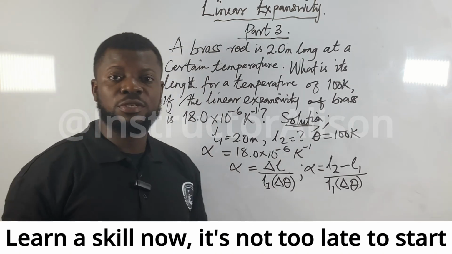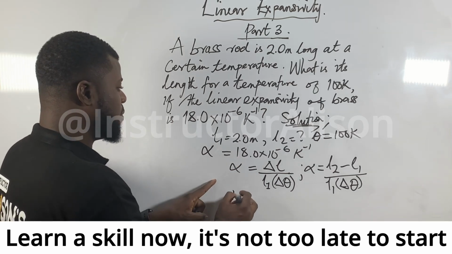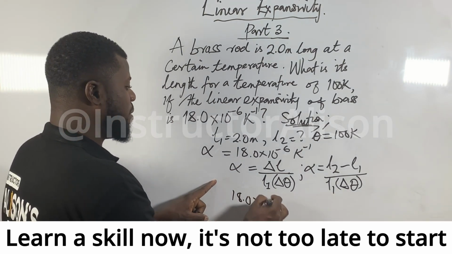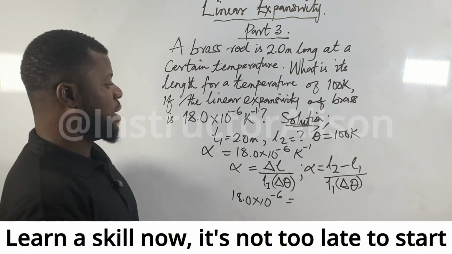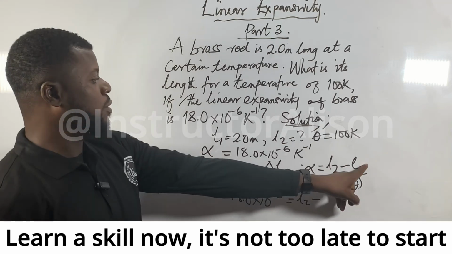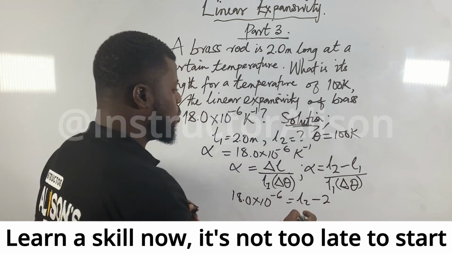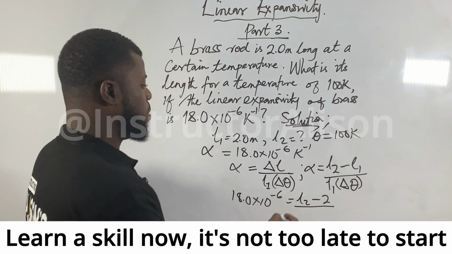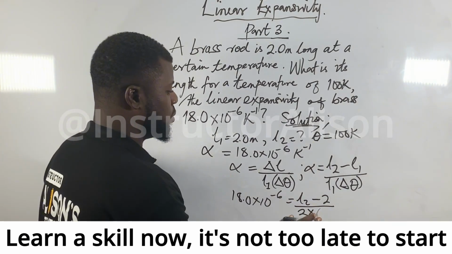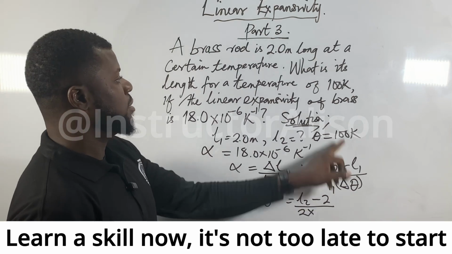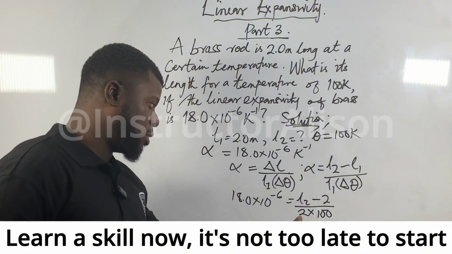So you do not finish the work, my fans. What remains is to carry all these things and put them inside. Remember, for linear expansivity, the value they gave us is 18.0 times 10 to the power of -6, equal to L2 minus L1, which is 2. 2.0 is the same as 2, over L1, which is the same 2, times, now remove the bracket, theta, which is 100.